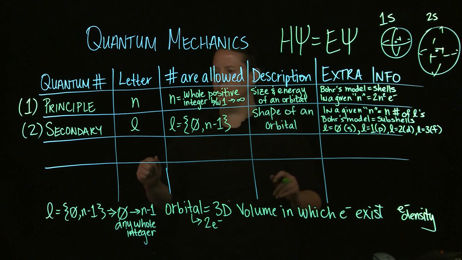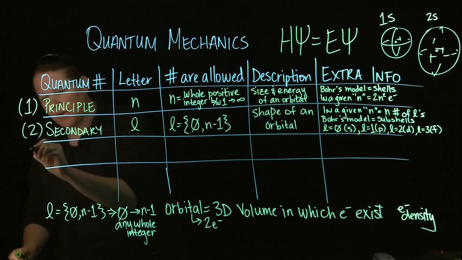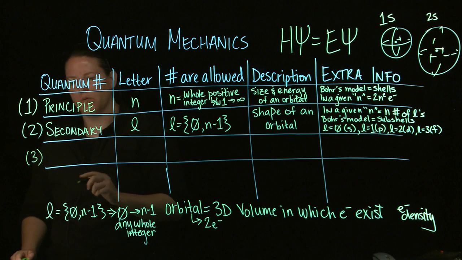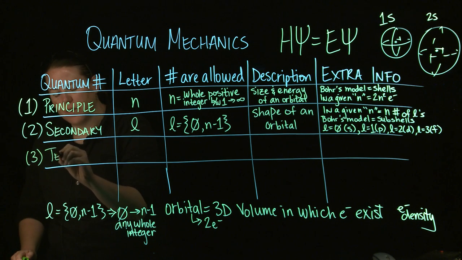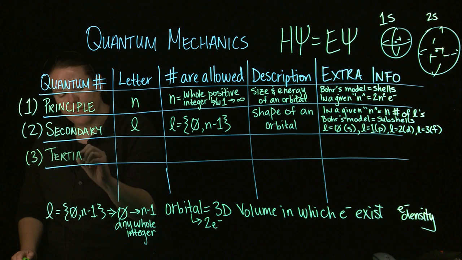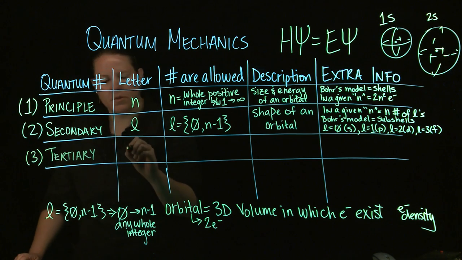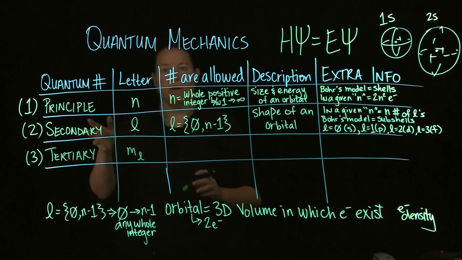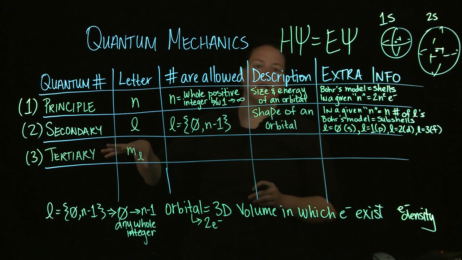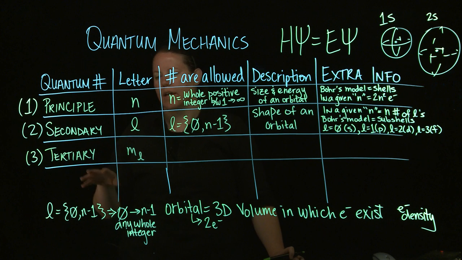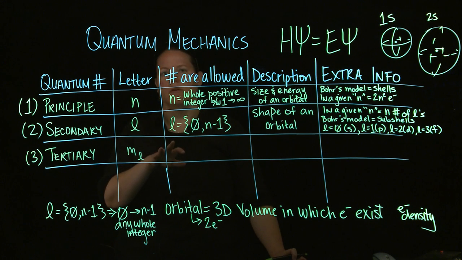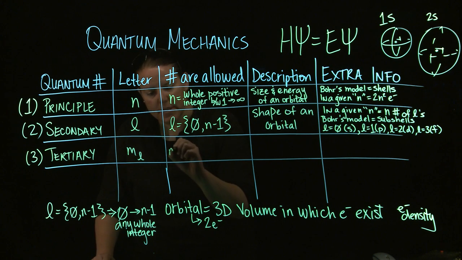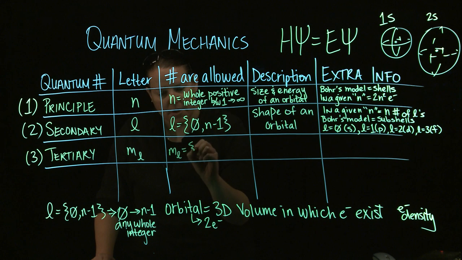So L, the secondary quantum number. Let's talk about the third number that comes out of the Schrodinger equation. We'll call that the tertiary quantum number. It has all kinds of names, but we're just going to go with tertiary. Again, secondary and tertiary can be called azimuthal. There are several other names that we've assigned at times to these, but we're just going to call it tertiary. M sub L is the way I'm going to show that as a letter. And what M sub L is, it's a set. I'm going to do some set notation on this as well.